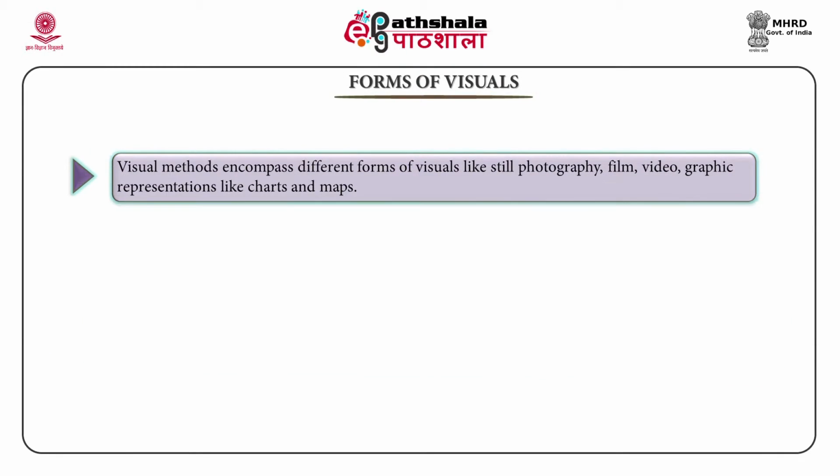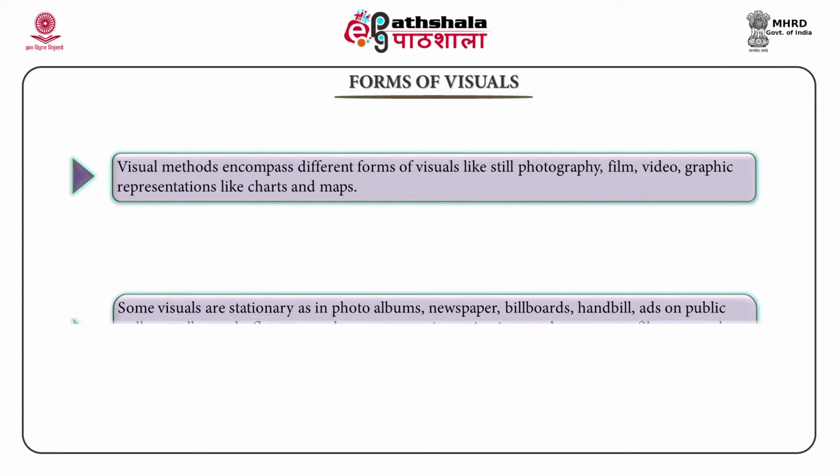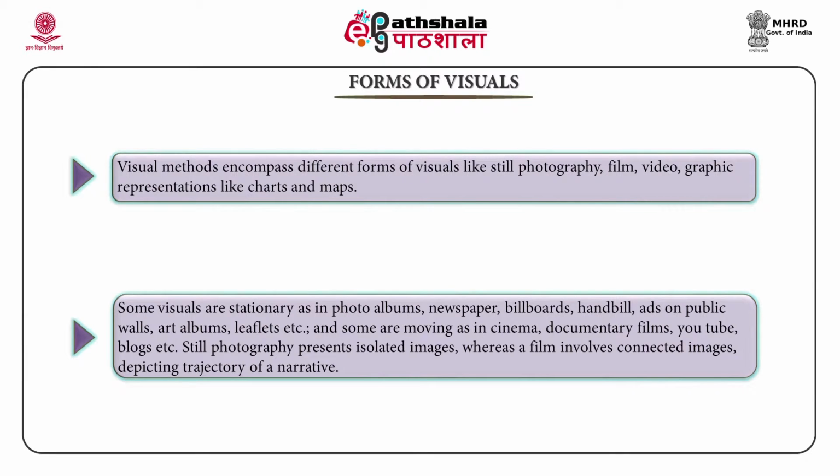Visual methods encompass different forms of visuals like still photography, film, video, graphic representations like charts and maps. Some visuals are stationary, as in photo albums, newspapers, billboards, handbills, ads on public walls, art albums, leaflets, etc. And some are moving, as in cinema, documentary films, YouTube, blogs, etc. Still photography presents isolated images, whereas a film involves connected images depicting a trajectory of a narrative.